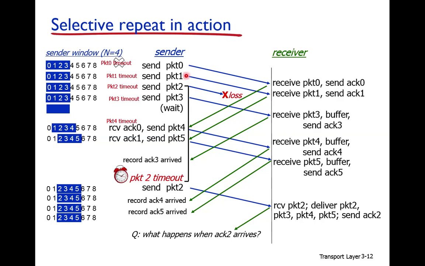Okay, suppose packet number 1, the packet with sequence number 1, is received correctly. So it is also in order. So it will be delivered to the application. Packets 0 and 1 are in order, and acknowledgement number 1 will be sent. When acknowledgement number 1 is received, the timer for packet number 1 will be stopped.